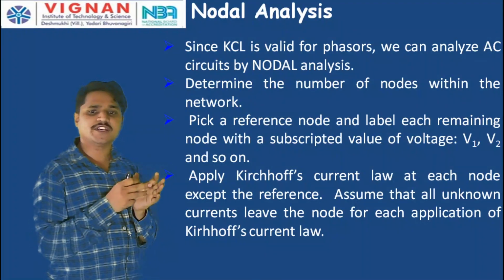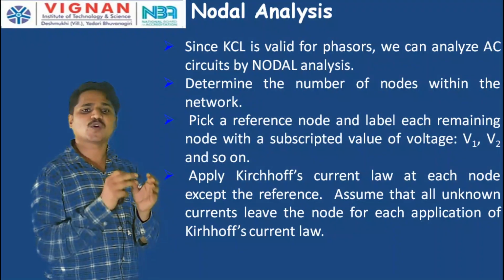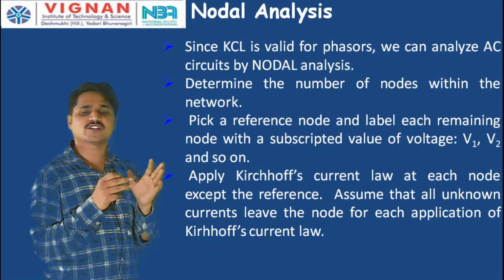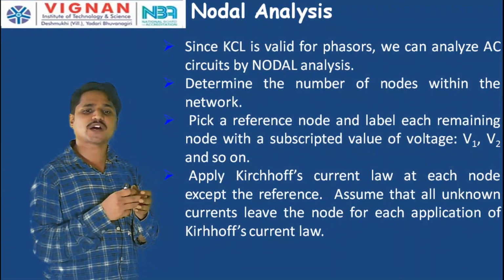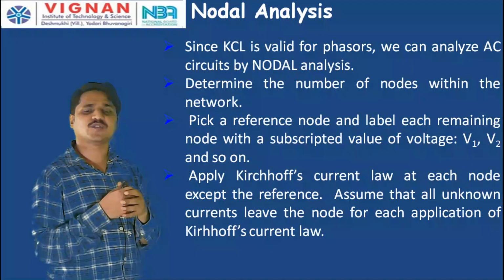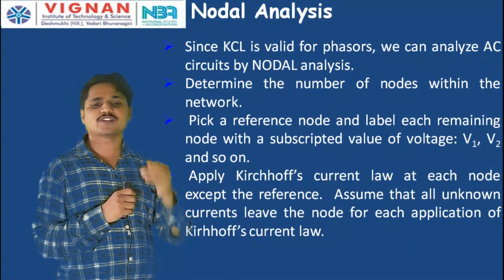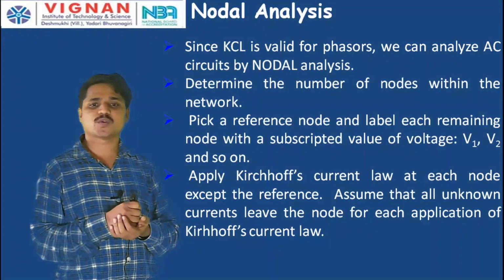So, how to assume this? When you are applying Kirchhoff's current law, assume that all unknown currents, let us say I1, I2, I3, we do not know those currents. So, all the unknown currents are leaving the node for each application of Kirchhoff's current law. You have to assume that the sum of the currents leaving the junction is equal to 0.